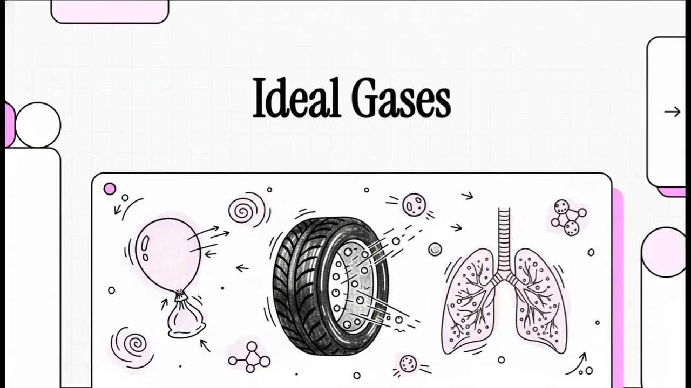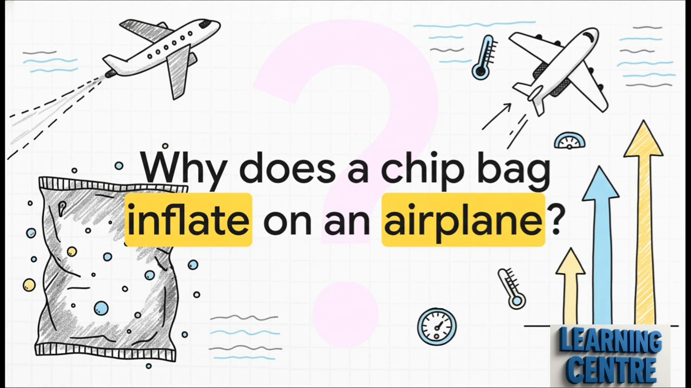What do the air you're breathing right now, the pressure inside a car tire, and a giant hot air balloon all have in common? Well, it turns out they're all playing by the same simple, elegant set of rules. Today, we're going to dive into the invisible world of what we call ideal gases to figure out what those rules are.